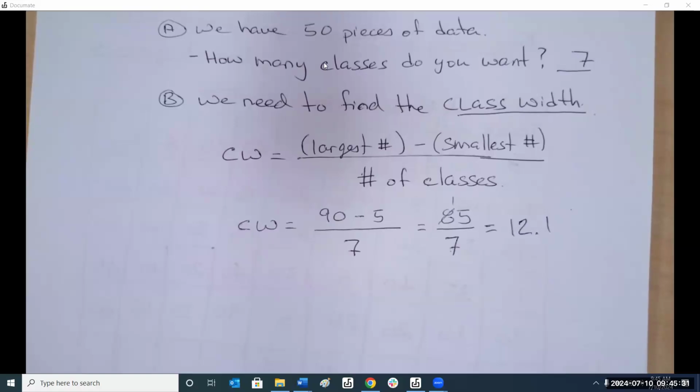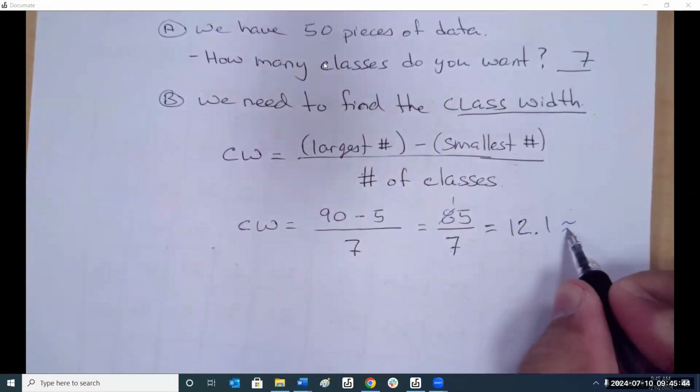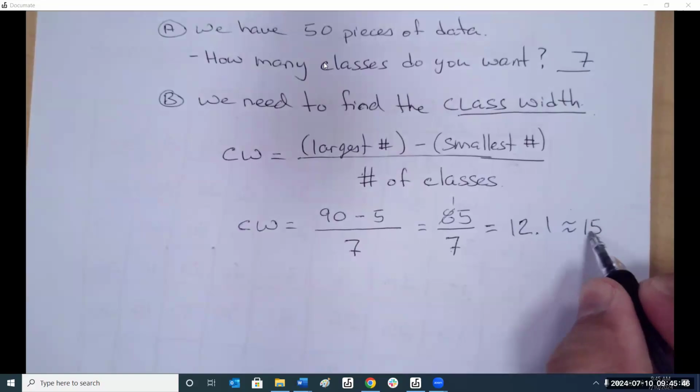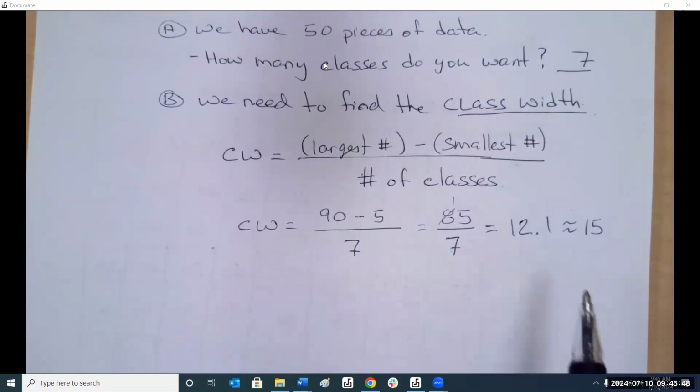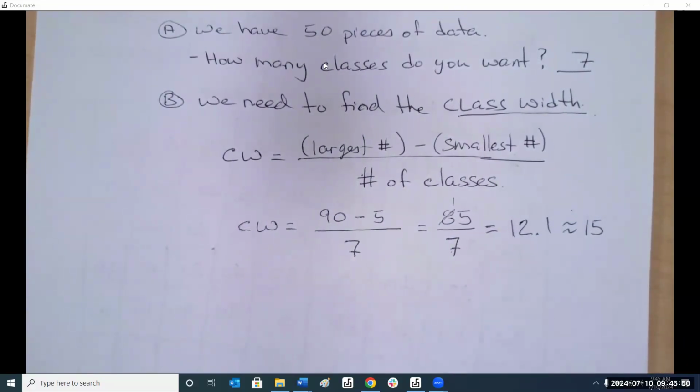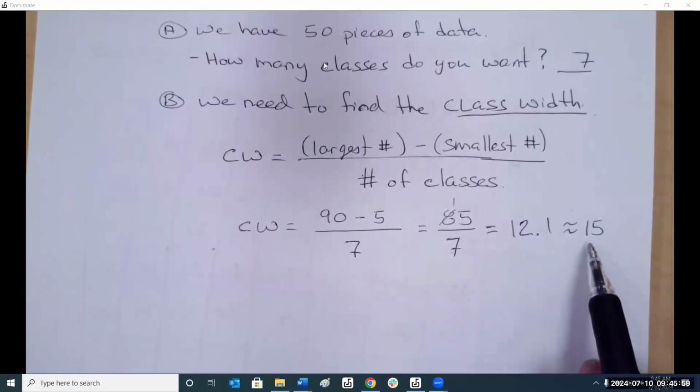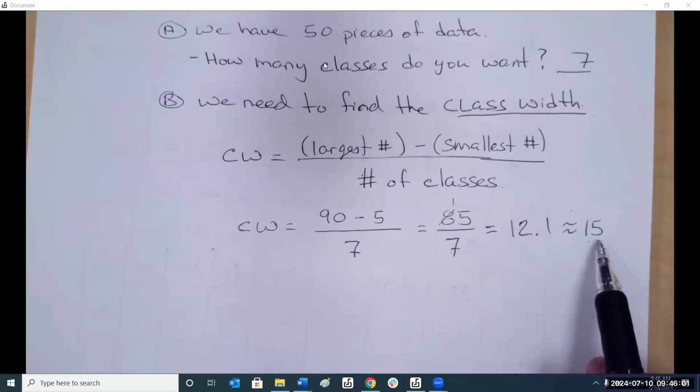You don't want your intervals to be decimals. So what we do is we round it up to the next logical number. That makes it easier for us to define sets. The easiest number to deal with would be 15. If we move over to 13, or 14, it'll make it much more difficult to figure out how you go from set to set. I'll show you why 15 is an easier number to deal with.